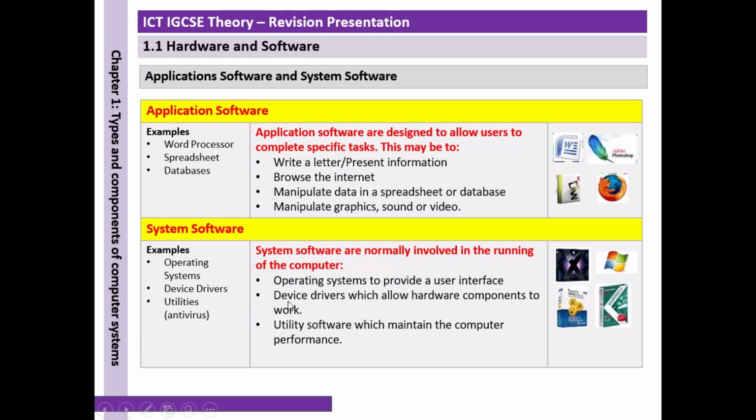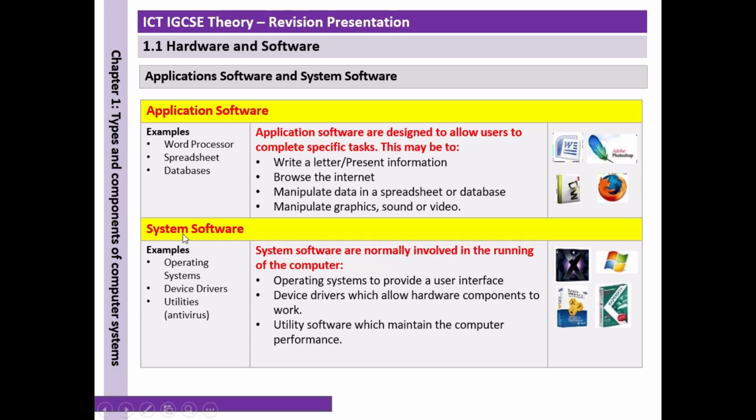And then we have got others known as the device drivers, which allow hardware components to work. If you buy any printer or projector or a scanner, you must go to the website of the manufacturer and download the device drivers. These will enable the new device connected to your computer via the USB to correspond and work together. And then we have got utility software, which maintains the computer performance. For example, the antivirus. There are others like defragmentation, whereby you defragment your hard disk, and also file management.